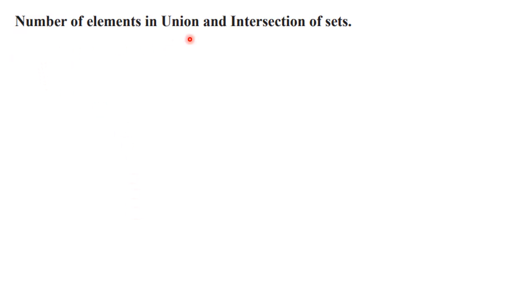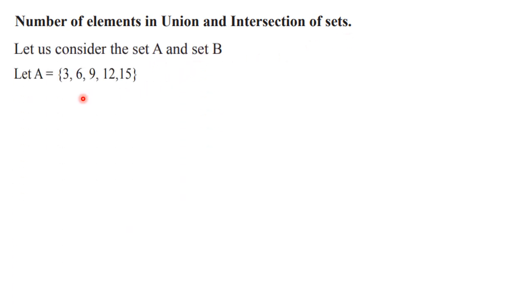Number of elements in union and intersection of sets. So the same sets we are taking, set A and B, the previous sets only. A has the 5 multiples of 3, so n of A is 5. The second set is B, where we have multiples of 6, but we have 6 multiples. So n of B is 6.